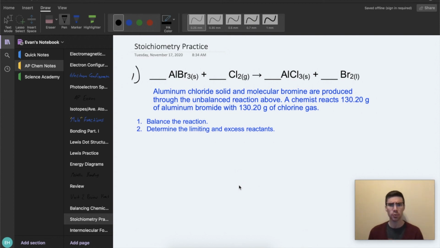Today we're going to be going through some practice problems for stoichiometry, where we'll get some practice balancing reactions, calculating limiting and excess reactants, and theoretical yields. So if you need some practice with stoichiometry or calculating how much product you get from a certain amount of reactant, these should be some great practice problems to go through.